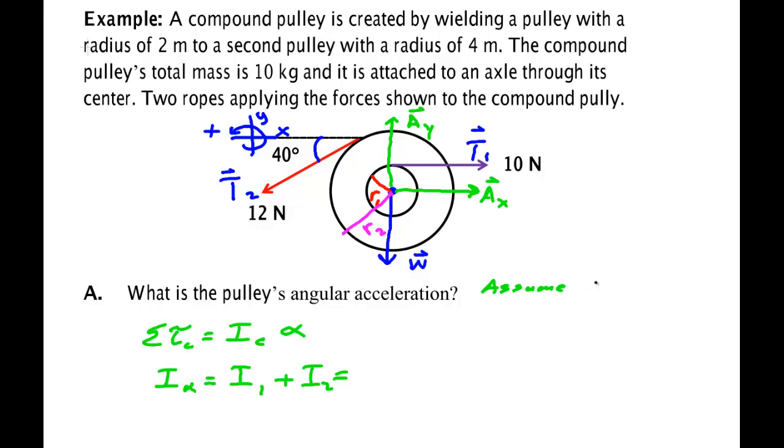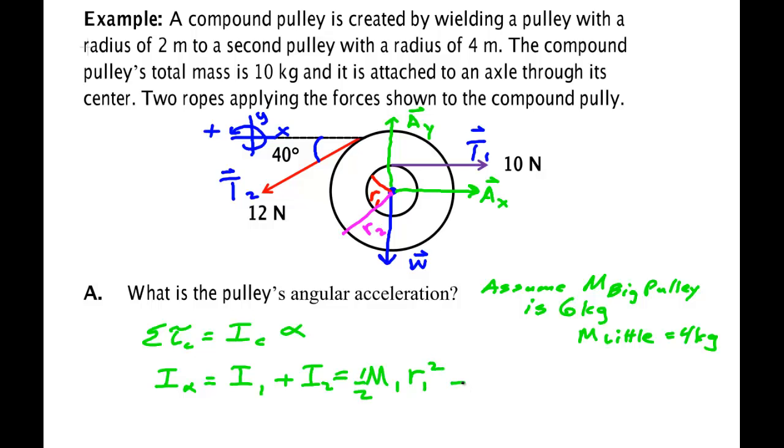Assume that M1, the big pulley, is 6 kilograms, and then M little is 4 kilograms. They should have given me separately the masses of the pulleys to work this problem. So I've got one pulley, mass 1 times radius 1 squared times 1/2. That's the moment of inertia of a pulley. And 1/2 mass of the second pulley times radius 2 squared.